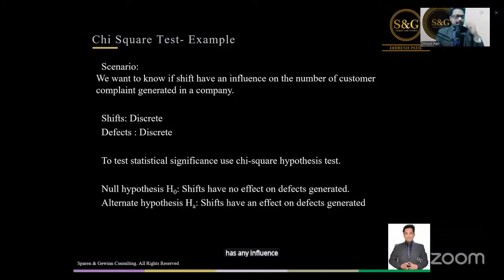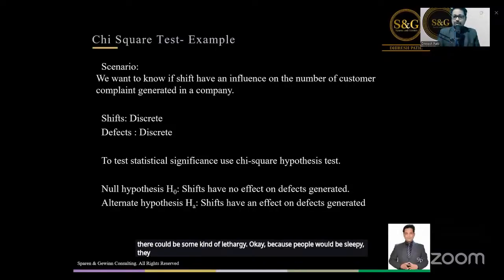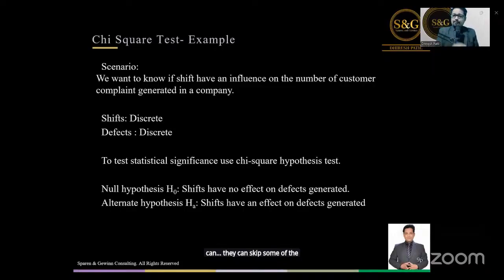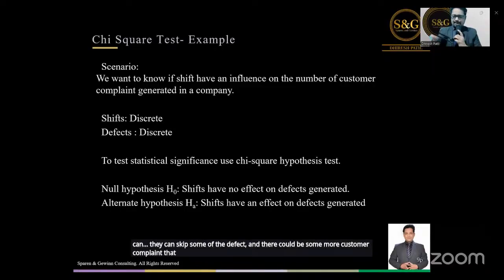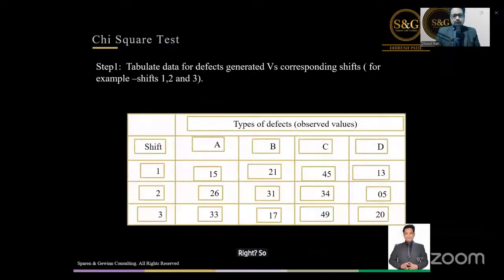For example, sometimes in the night shift, there could be some kind of lethargy. People would be sleepy, they would not be in their complete consciousness, etc. They can skip some of the defects, and there could be more customer complaints. That can be a hypothesis, right? So they want to check, so they will go for a chi-square test.